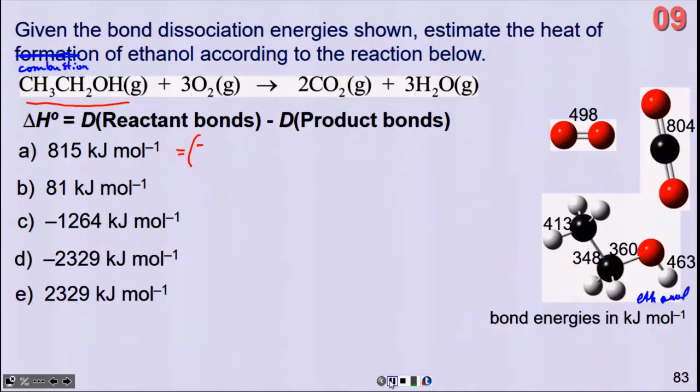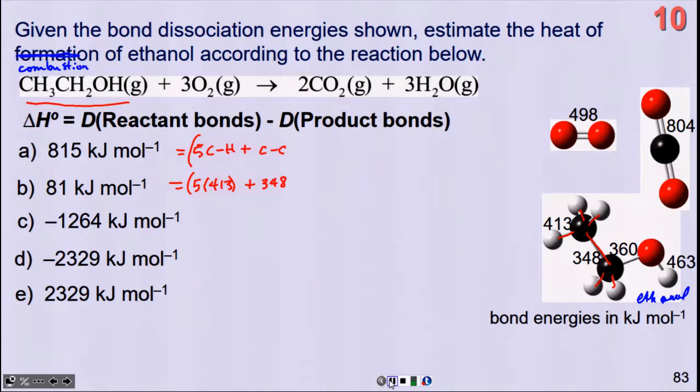And if you look at it carefully, there's 1, 2, 3, 4, 5 places that we have a CH bond energy to use. There will also be a carbon-carbon bond energy. So let's put these together stepwise. 5 times the CH is 413. One carbon-carbon bond is the 348.